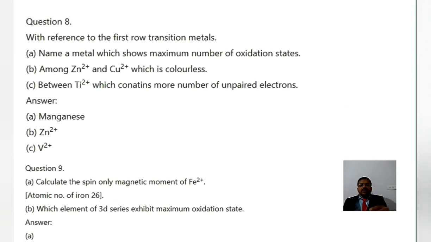Question number 8. With reference to the first row transition metals, name a metal which shows maximum number of oxidation states. That is manganese. We already discussed this. Question number B is, among Zn2+ and Cu2+, which is colorless?